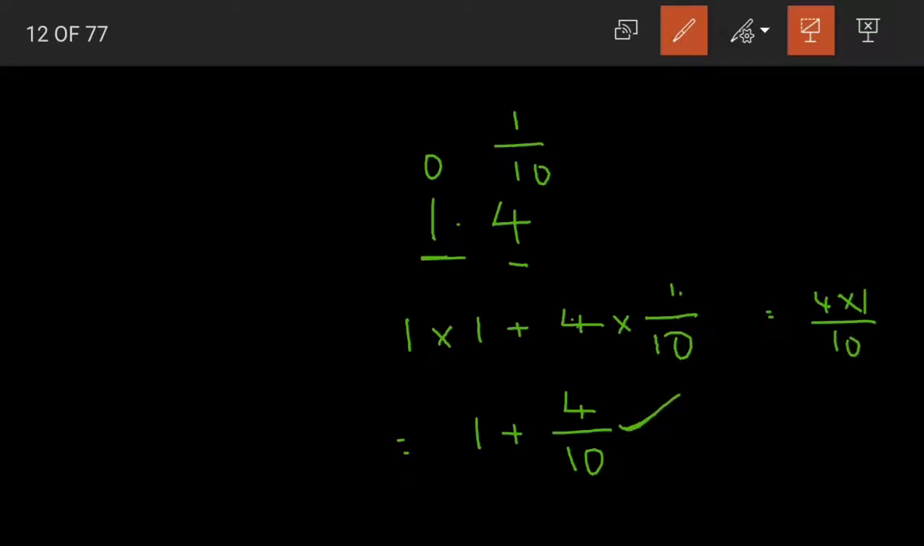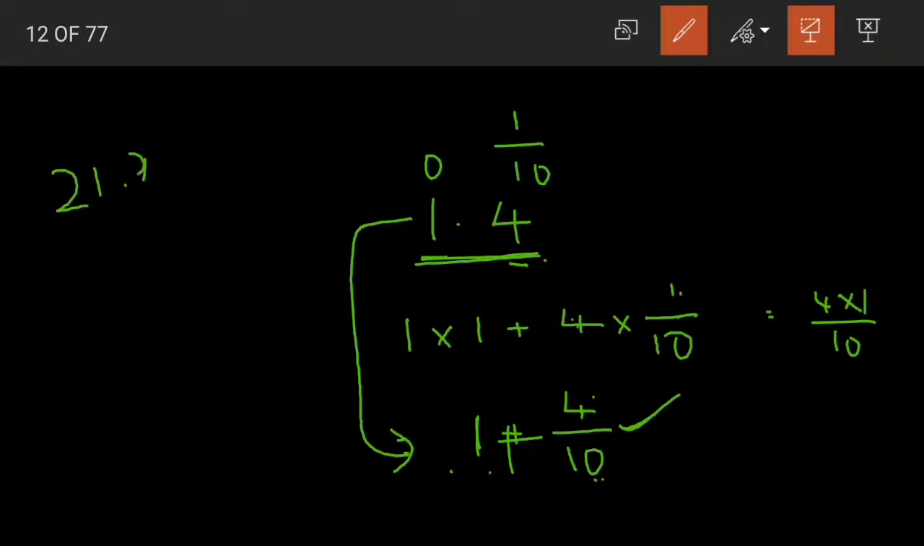Now what did we conclude here? 1.4 is nothing but 1 plus 4 by 10. We have converted this decimal number into a whole number plus a proper fraction. So in the same way, in the future, whenever you have such questions, say 21.3, how will we write it? Write the whole number part as it is, plus 3 is in the 1/10 place, so 3 divided by 10.